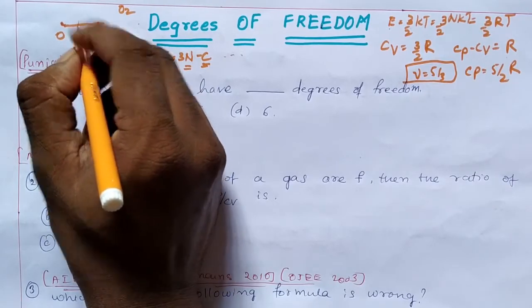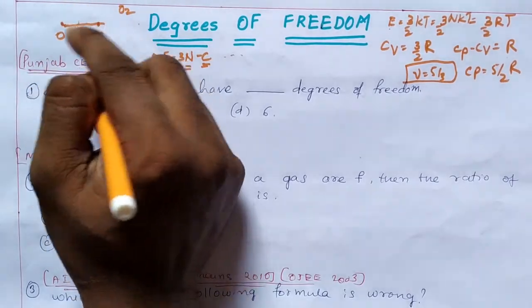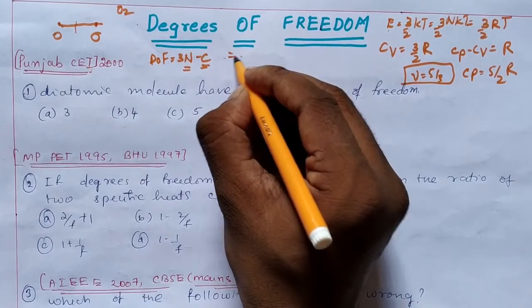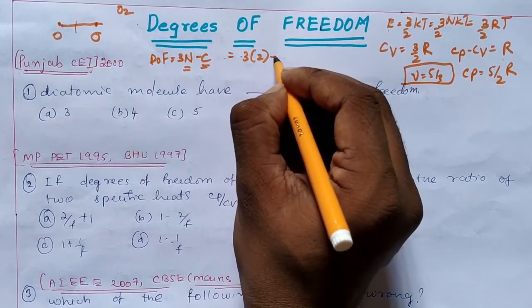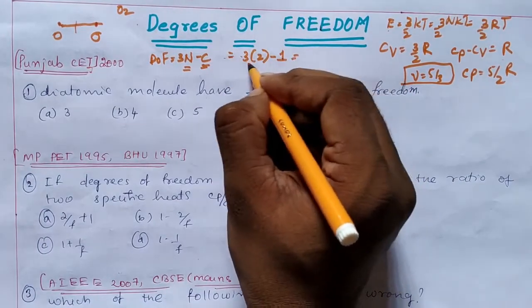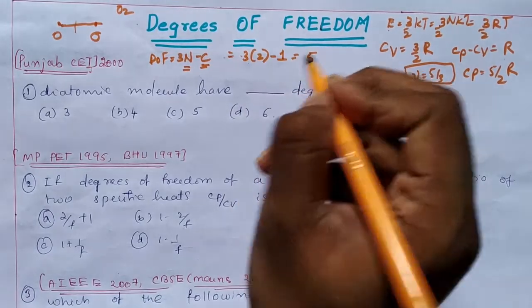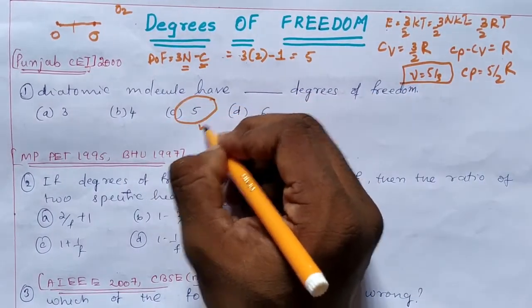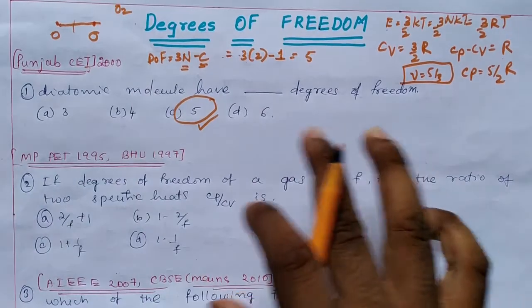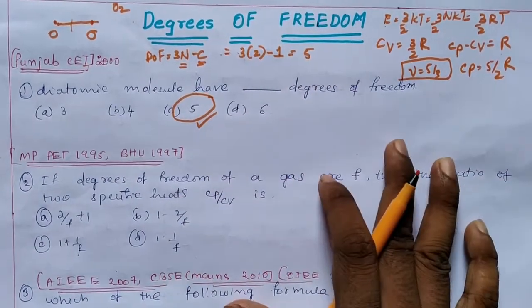Here how many bonds are we having? Only one bond, and there are two particles. So 3 into 2 minus number of bonds, which is 1. So 6 minus 1 is 5. So the answer is 5. This is actually a trick. You cannot find this equation in your textbook.